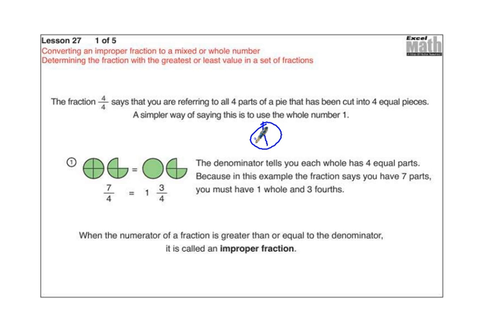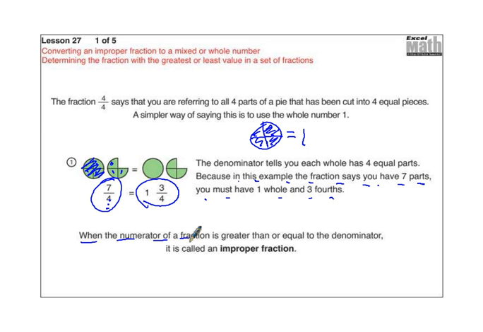Here's the pie. Cut it into 4 pieces. 1, 2, 3, 4. That's equal to 1 whole pie. The denominator tells you each whole has 4 equal parts. In 7 fourths, because in this example the fraction says you have 7 parts, you must have 1 whole and 3 fourths. So in 7 fourths I have 1, 2, 3, 4. It has to be fourths. 5, 6, 7. All of those are fourths. I have 1 whole and then I have 3 fourths left over. So 7 fourths is the same thing as 1 and 3 fourths.